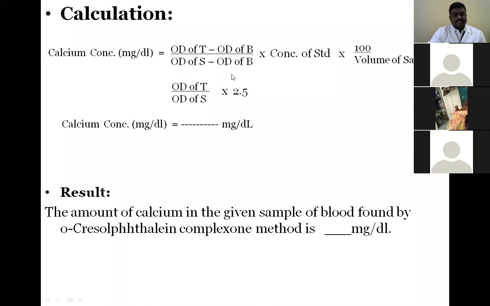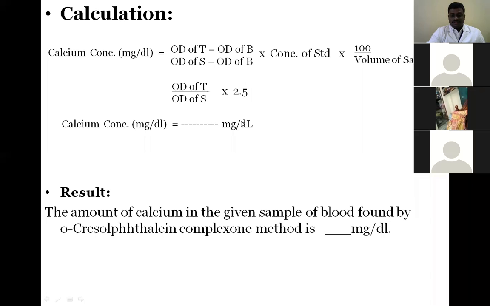Then, after calculation, the concentration of the standard value is 2.5. After calculating, we give the result, for example 8.0 milligrams per deciliter. So this is the overall class on the estimation of serum calcium.